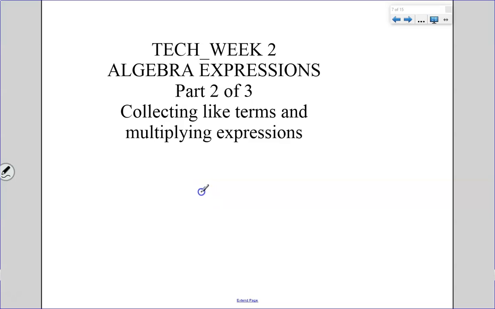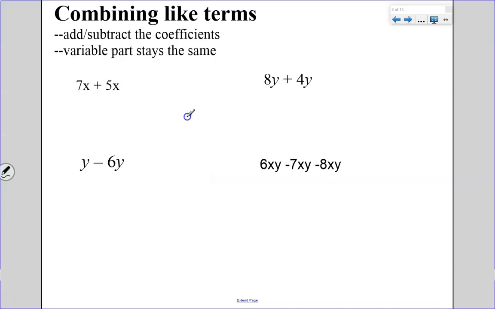Today's video is on algebra expressions, and we're going to collect like terms and multiply expressions. If you recall from the last video, like terms are ones where the variable part is exactly the same. For example, in both of these, they both have x to the first, or in this one, they both have just a y. To combine like terms, you're going to add or subtract the coefficients according to your signed number rules, and you're going to keep the variable just as it is.